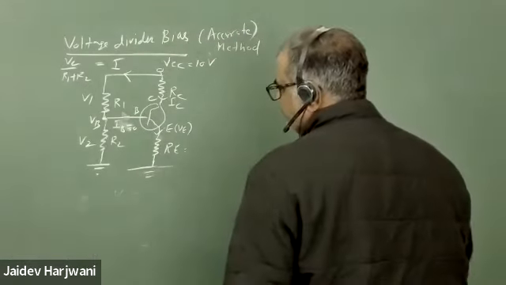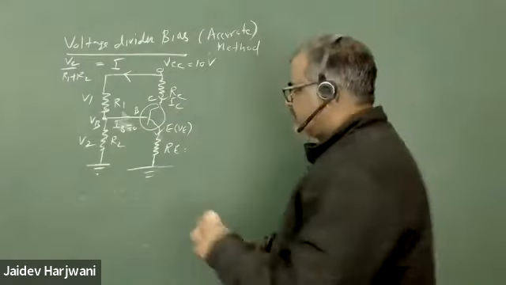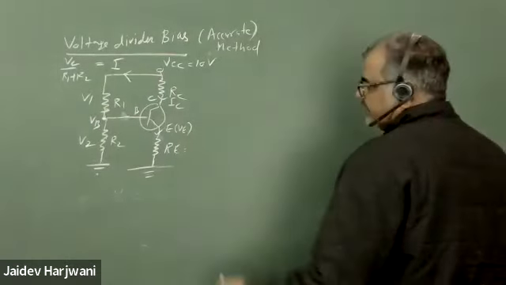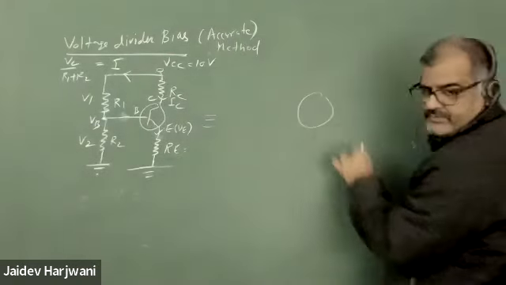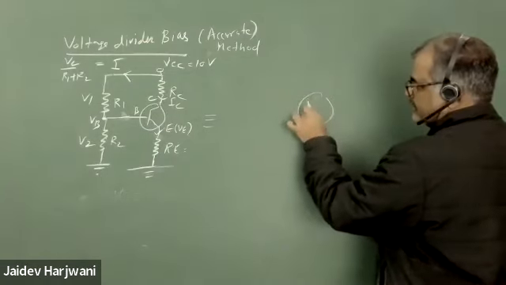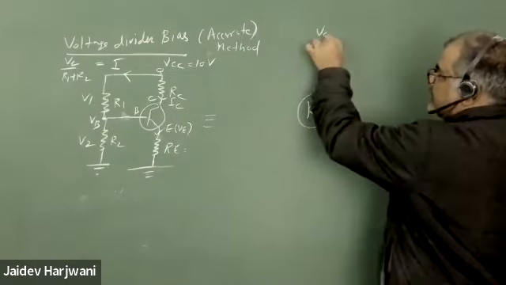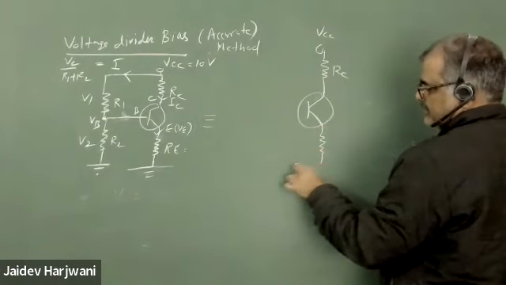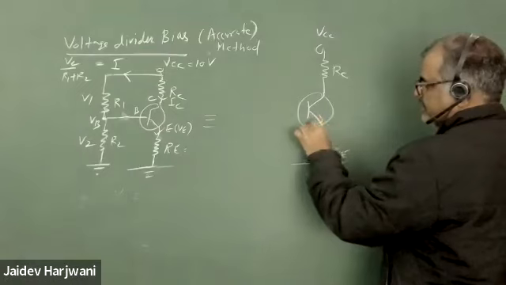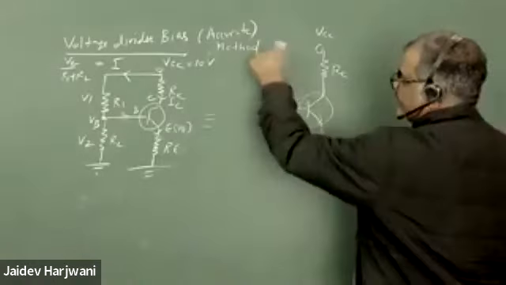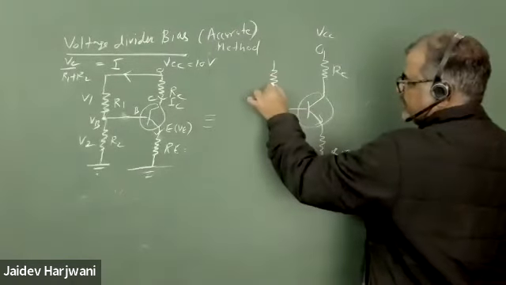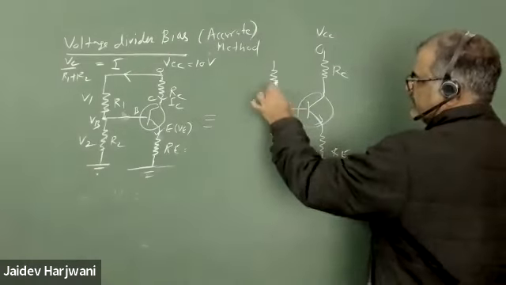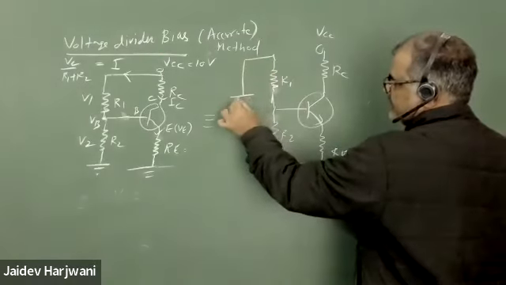Now in the accurate method, this time you cannot take IB as zero, so you have to find the IB value exactly. So this circuit, I can redraw again. So I have this VCC and RC is coming here. And RE is coming here. And I can put this VCC again here. So I have this R1, R2, and I'm taking this VCC here.